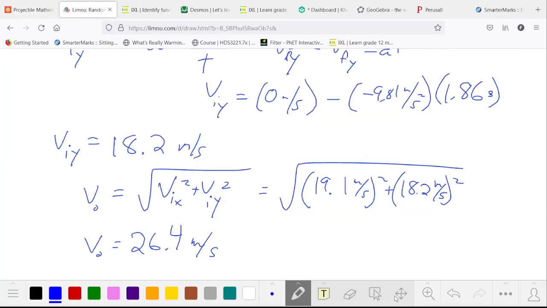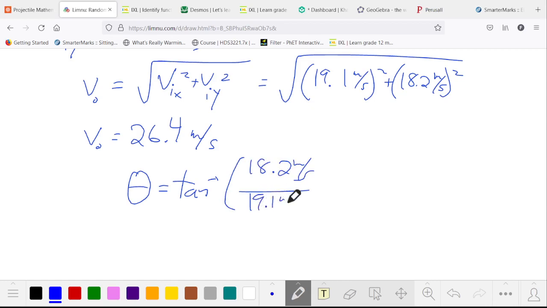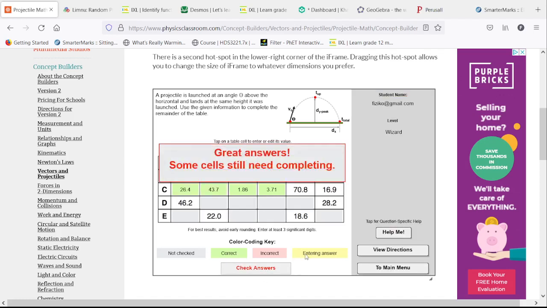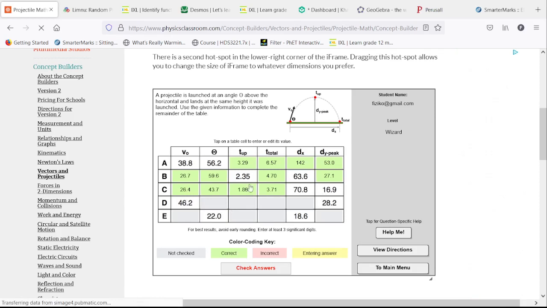And our initial angle, so our theta, is the inverse tan of the y over the x, again using the complete unrounded values. So that gives us a 43.7 degree angle. So 43.7, and there we go. So now our third row is confirmed.